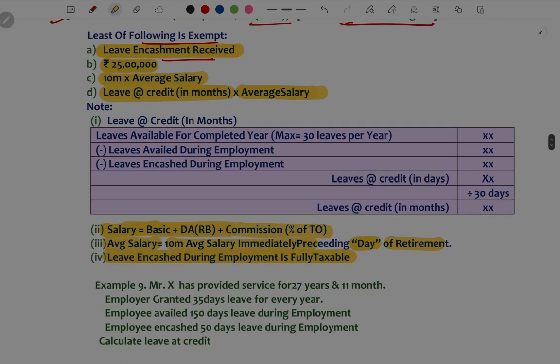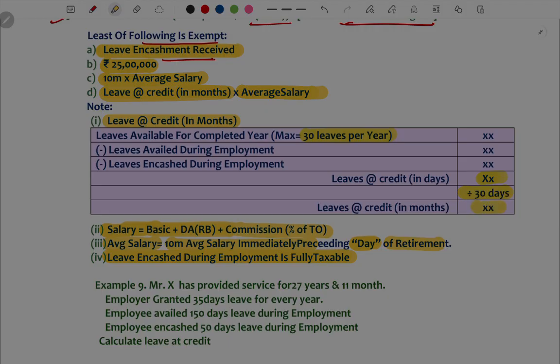Leave credit in months. So what is the leave credit in months? Leave available for completed years. Max you are allowed is 30 leaves per year. Less the leave availed during employment or leave encashed during employment. Leave credit in years, you're going to divide it by 30 days, and you're going to get leave credit in months.